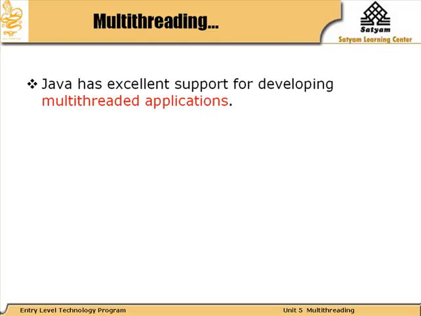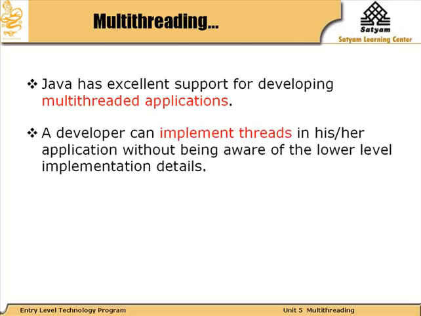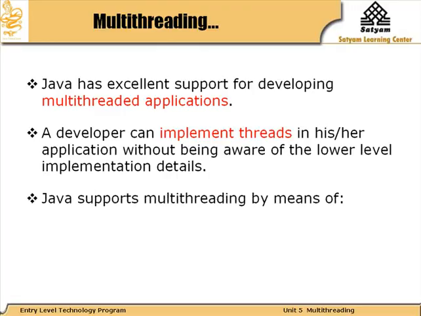Java has excellent support for developing multi-threaded applications. You will soon see the Java multi-threaded API in action. A developer can implement threads in his or her application without being aware of the lower level implementation details. The Java Thread API hides the low level implementation that makes it convenient for the developer to develop the thread applications. Java supports multi-threading by means of runnable interface and thread class.